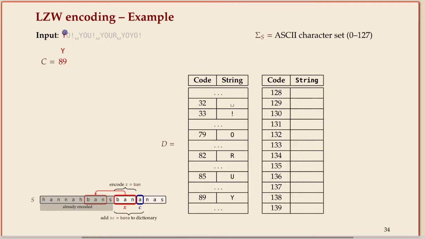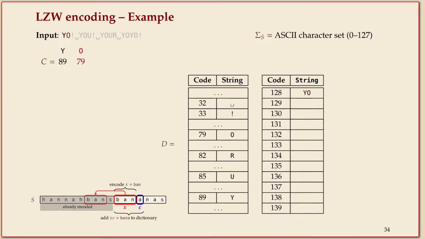But initially, we have only the single letters, so we just take y. Its code is 89. And so that's the first code that we output. But we're not done yet. Remember, whenever we produce something, we insert a new phrase into the dictionary, and that is the phrase we stored plus one more character. So we insert yo into the dictionary as a new string to use in the future. Okay?